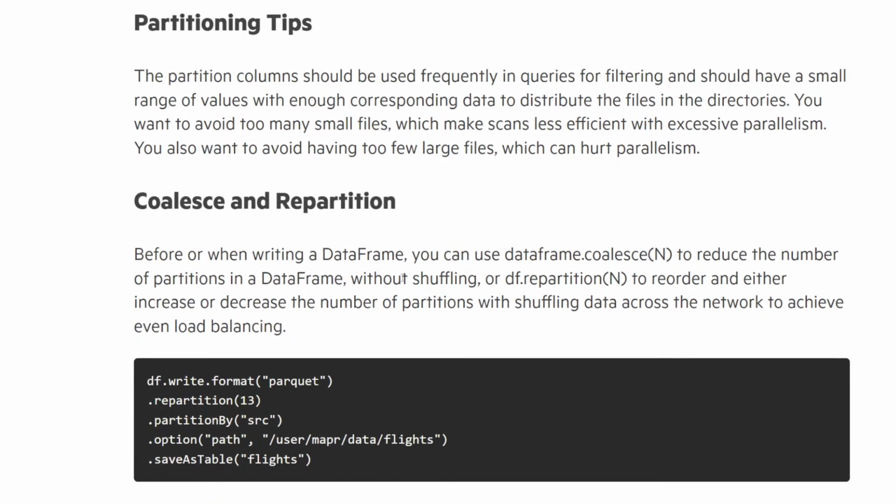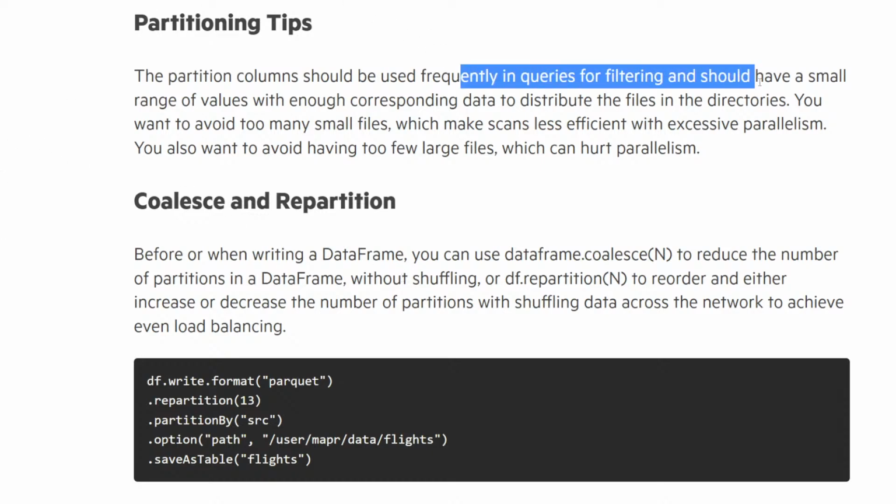Partitioning tips. How do you use partitioning? Partitioning columns should be frequently used in queries for filtering. So whenever you want to partition, think about, are there any filtering that you use? Do you look at it by year? Do you look it up by state? So typically, do we have state-wise queries or year-wise? Do we do it by quarters? So think about that when you determine what your partitions should be.